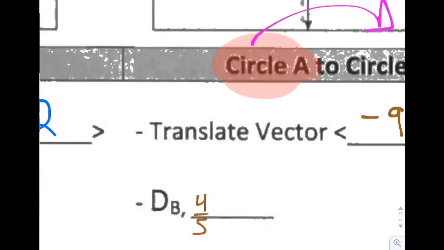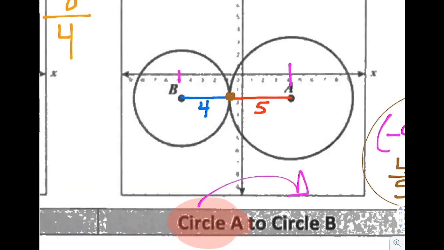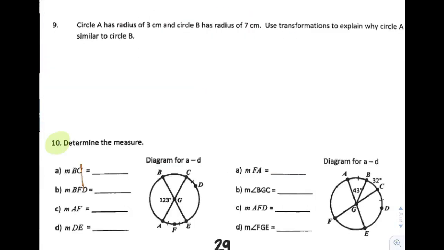Now the reason I have 4/5 as the scale factor to dilate by is because I'm going from big to small, so I need to get smaller. So the image, the new one, is 4. The pre-image, the old one, is 5. 4 over 5. Number 9 is a pretty important question.